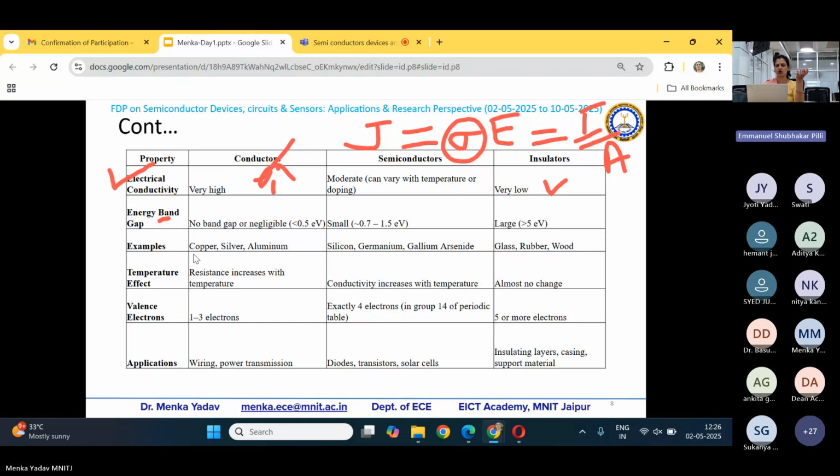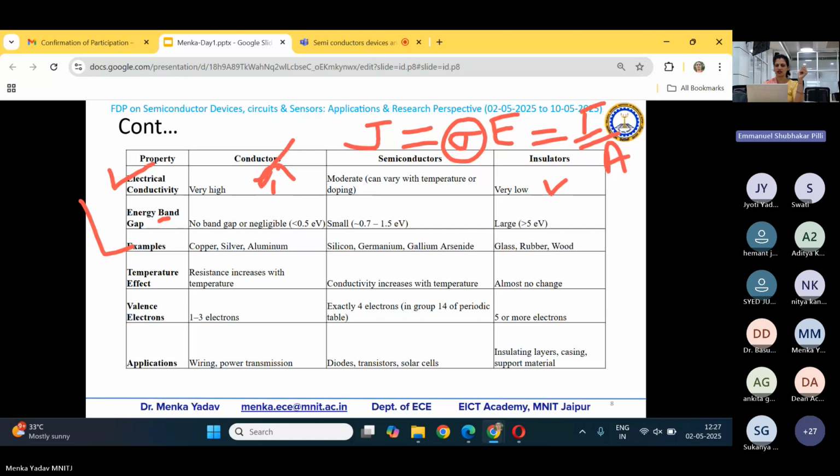A few examples of all three categories I have listed over here. For example, conductors are copper, silver, aluminium. Likewise, semiconductors are silicon, germanium, gallium arsenide, and all these. Insulators are glass, rubber, wood, silicon dioxide, HfO2, and others related to this.